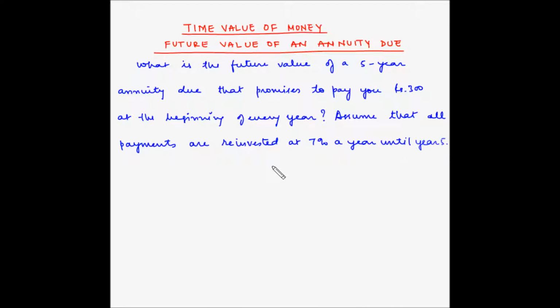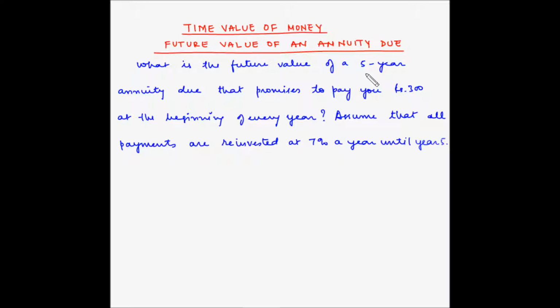So let us first recall what is an annuity and what is annuity due. An annuity is a series of equal payments made at fixed intervals for a specified number of periods. Now, if these payments are made at the beginning of each period, then the annuity is an annuity due. Let us now understand this example using a time scale.